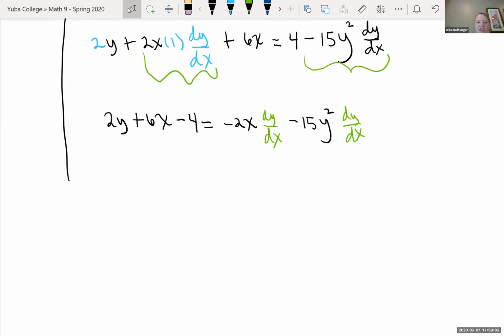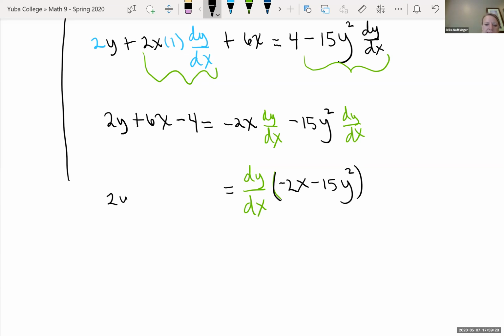So now that we got all the terms with dy dx on one side, the trick is to factor that out of both of those terms. So if we factor dy dx out of the right-hand side, you're left with a negative 2x minus a 15y squared. I'm just going to rewrite the other side, bring it down. So 2y plus 6x minus 4.